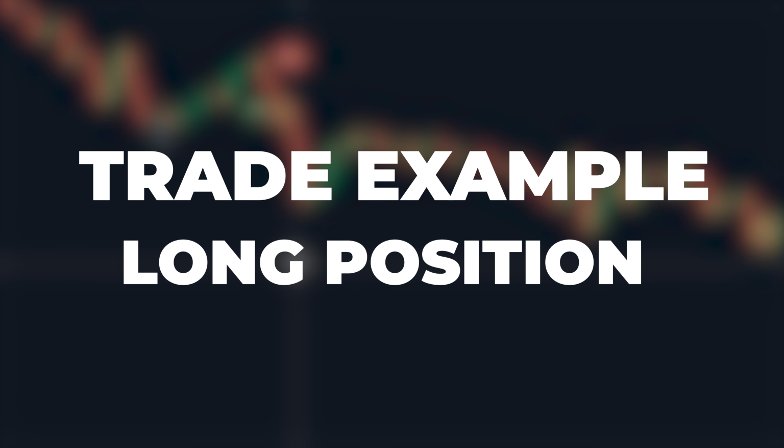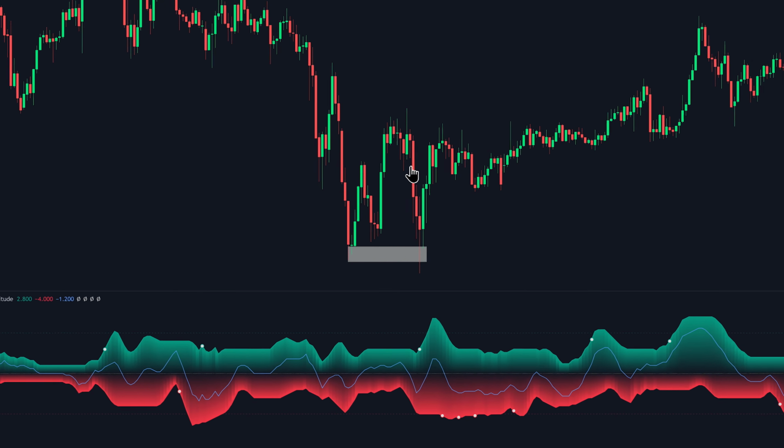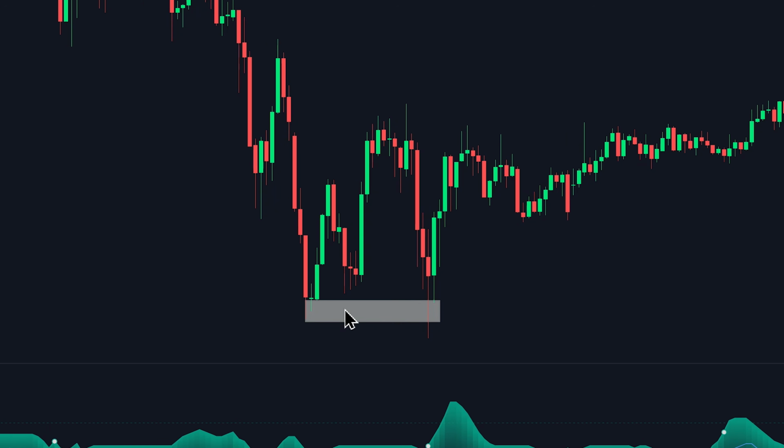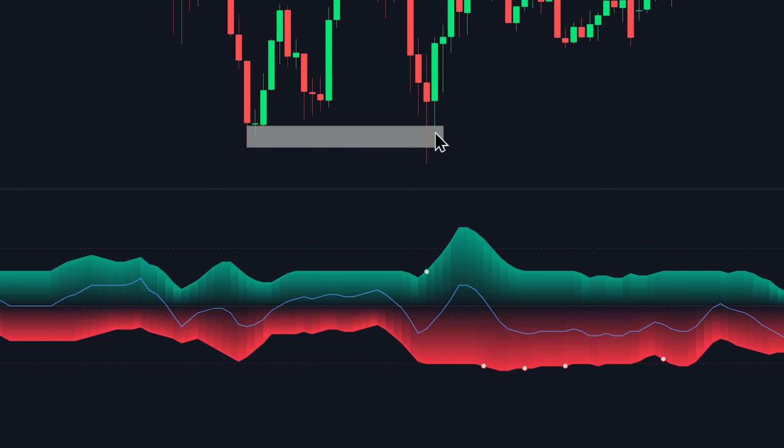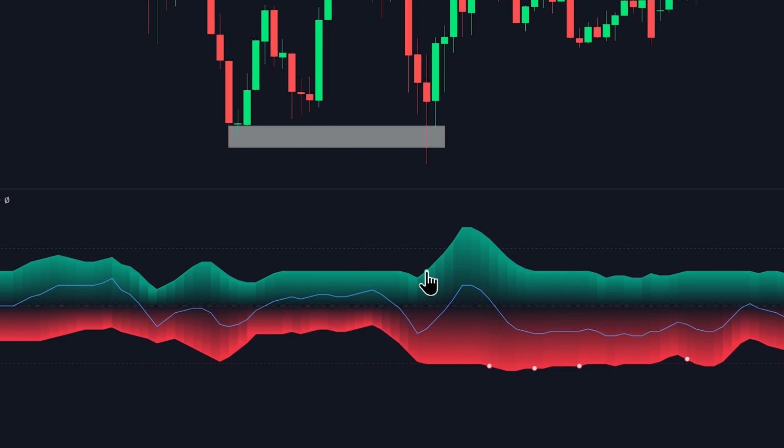For a long position, I want to see the price trading into a support area while the bullish magnitude starts to spike. That tells me lower wicks are repeatedly defending the same liquidity cluster. If that spike is strong enough to clear the threshold and give me a signal dot, that is even better.